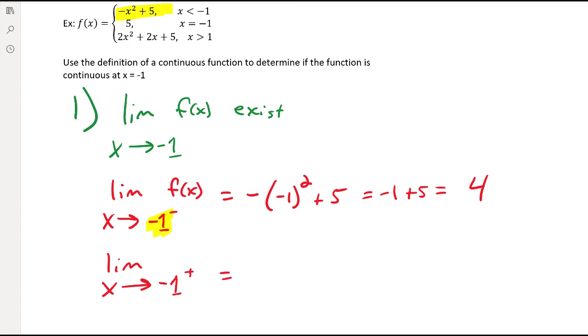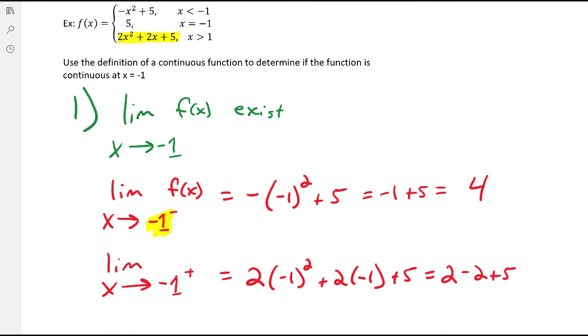Well, let's see. We're going to do the same thing here, very similar, but this time we're going to plug in our -1 into this portion down here, the 2x² plus 2x plus 5. Okay, let's do that carefully. So 2 times a -1 squared plus 2 times -1 plus 5. A -1 squared is a positive 1. Positive 1 times 2 is 2. Let's see here. 2 times a -1 is a -2. And then plus 5. 2 minus 2 plus 5 gives us, well, 5, right? 2 minus 2 is 0. 0 plus 5 is 5.